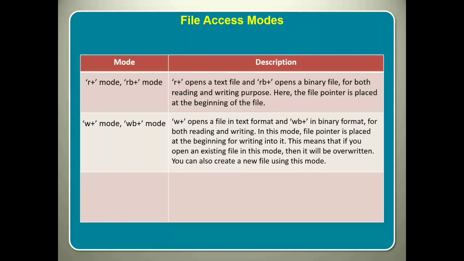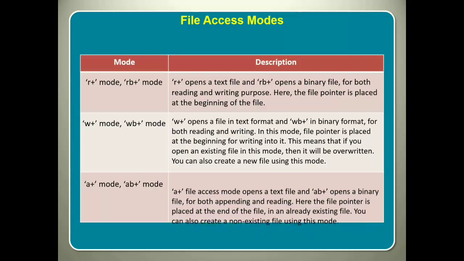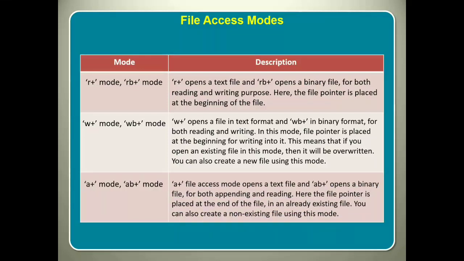The next file access mode is the a+ mode. a+ file access mode opens a text file and ab+ opens a binary file for both appending and reading. Here the file pointer is placed at the end of the file in an already existing file. You can also create a non-existing file using this mode.